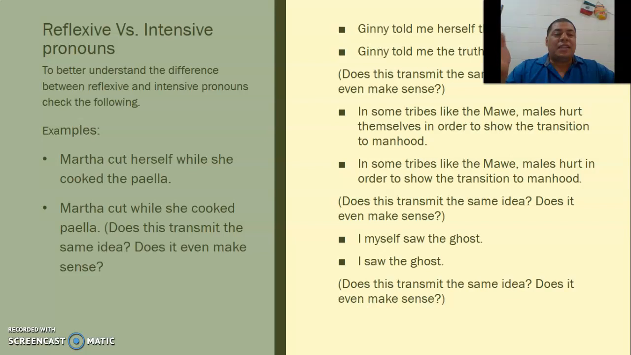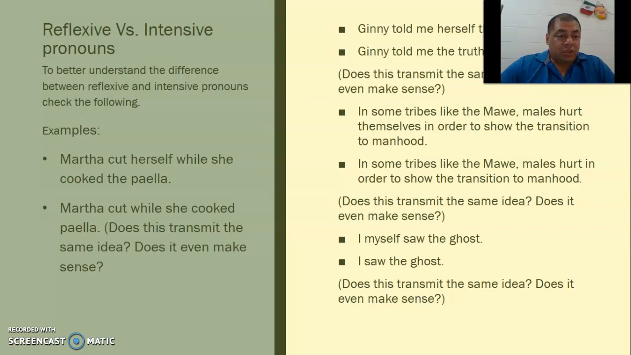In some tribes, like the Mawe, males hurt themselves in order to show the transition to manhood. Let's take the pronoun out. In some tribes, like the Mawe, males hurt in order to show the transition to manhood. This sentence makes sense. Both sentences make sense. But the meaning is different.